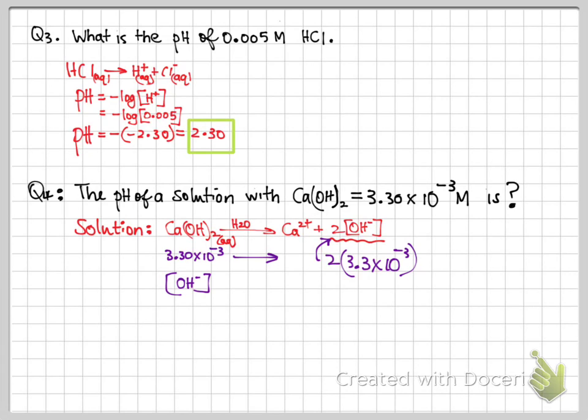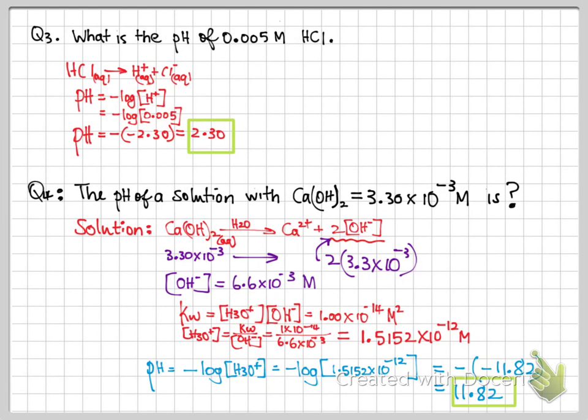So from the OH minus concentration, we can use Kw and then find the H plus concentration. Once we have H plus, we can find pH because pH is minus log H plus, so you can follow the working. This now gives us a pH of 11.82. It does make sense because calcium hydroxide is a base and a high pH tells us that it is a base.